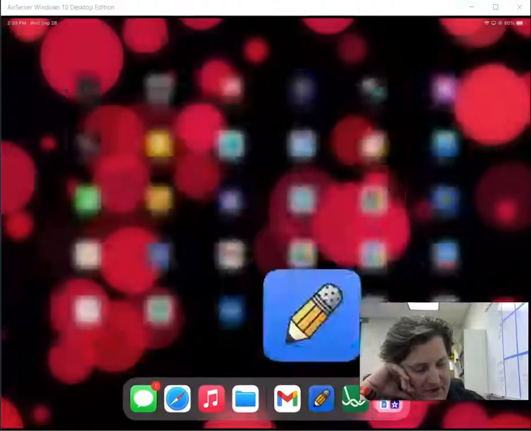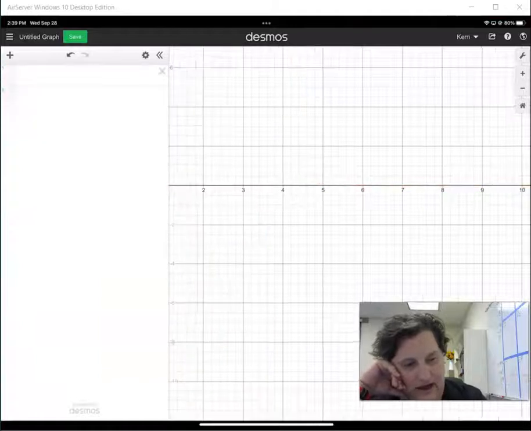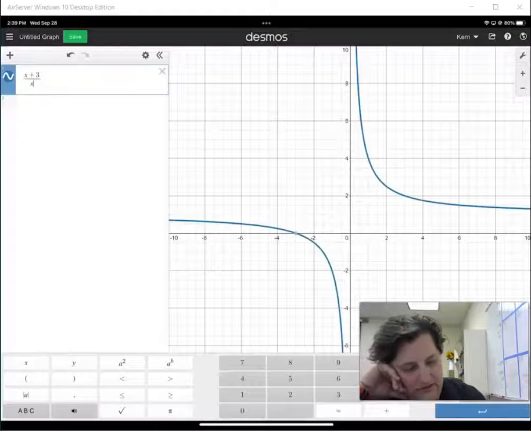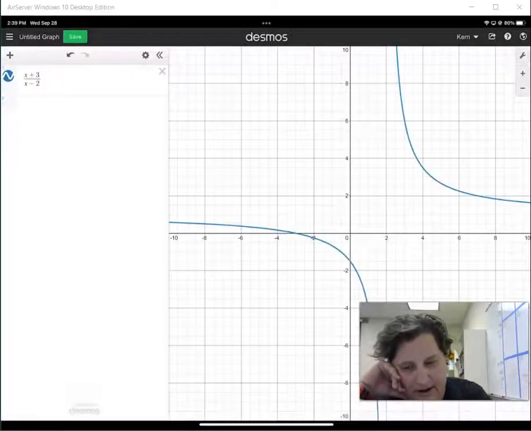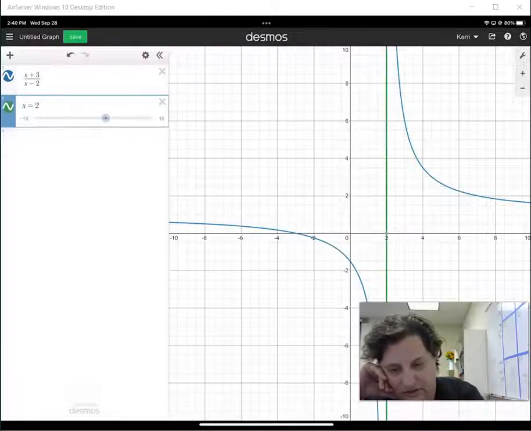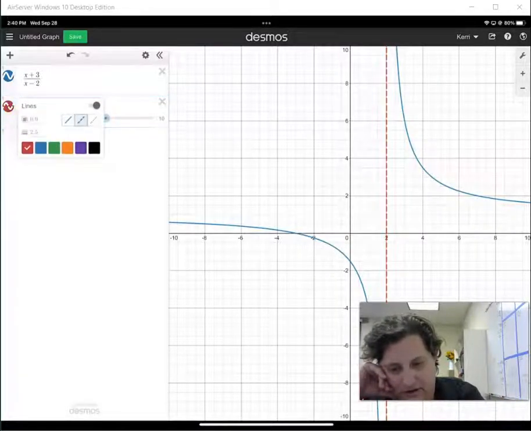x plus 3 over x minus 2. All right, let's take a look at that. Let's go x plus 3 over x minus 2. All right. And we know we have an asymptote at x equals, oh, just regular 2, actually. Let me turn this into an asymptote real quick.